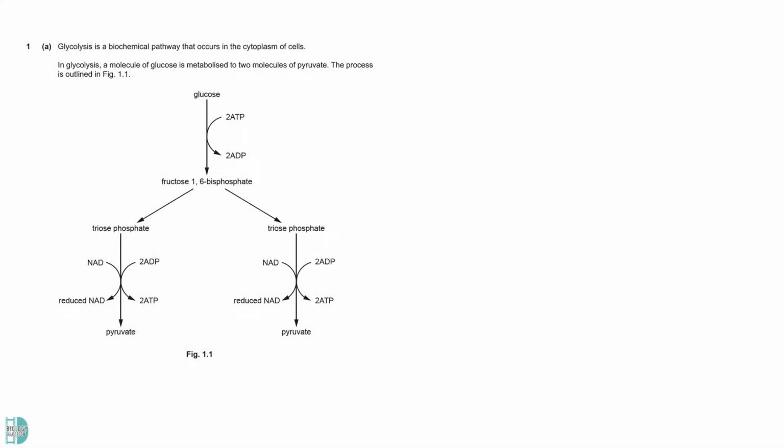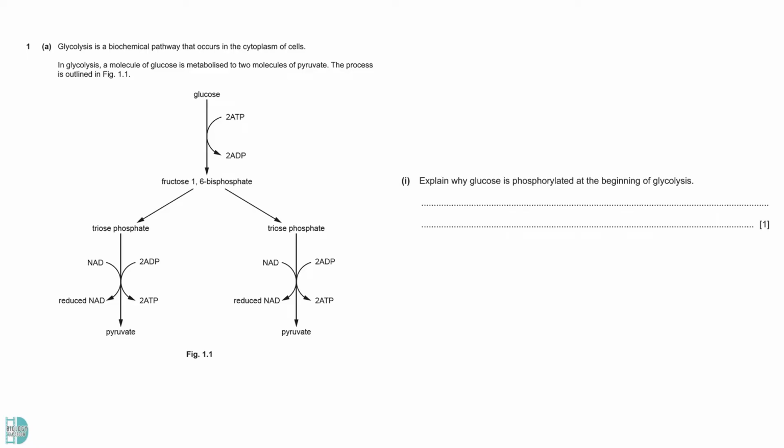1A shows some steps in glycolysis. 1. Explain why glucose is phosphorylated at the beginning of glycolysis. Phosphate groups are transferred from ATPs to glucose to form fructose 1,6-bisphosphate.